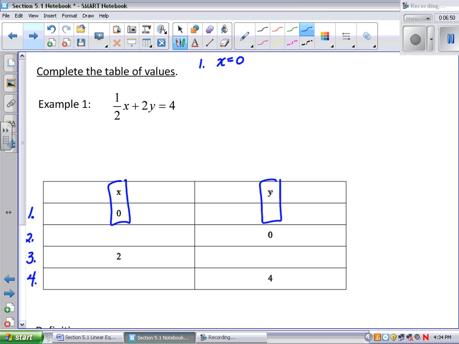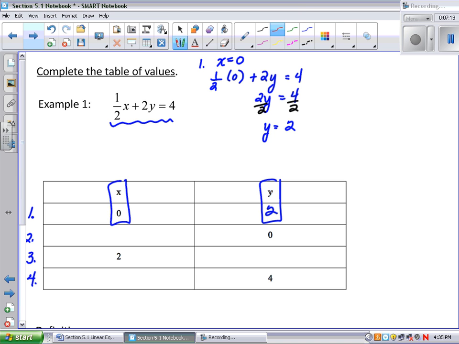So calculation number 1 is 1/2 times 0 plus 2y equals 4. Using my equation right here, all I did was substitute 0 in for x. So I get 2y equals 4. Divide both sides by 2, and I get y equals 2. So to complete my table, I can plug 2 into my table.